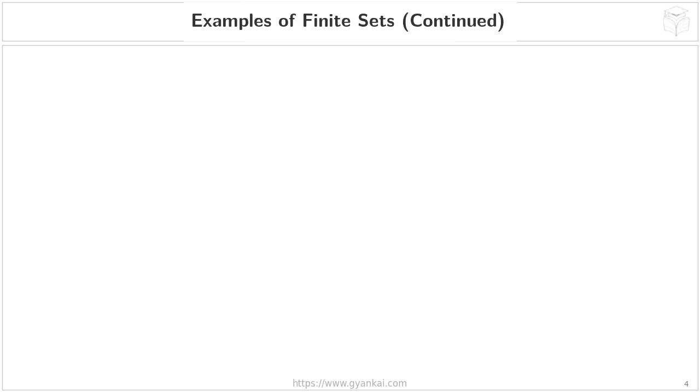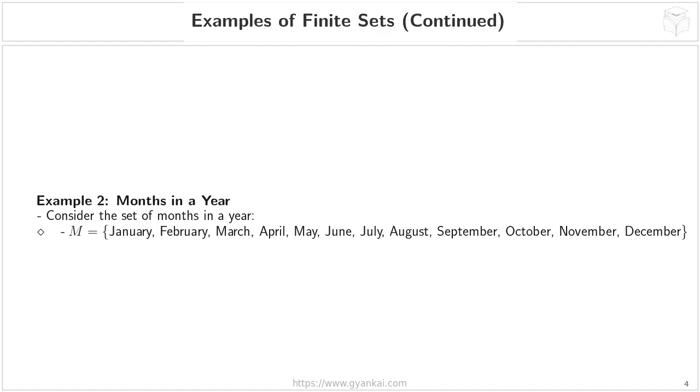Examples of finite sets continued. Let's move on to another example to solidify our understanding of finite sets. This slide presents example 2, months in a year. We're going to consider the set of all the months in a year. We represent this set using a capital letter, in this case M, and we list all the months within curly braces. So, the set M contains January, February, March, April, May, June, July, August, September, October, November, and December.